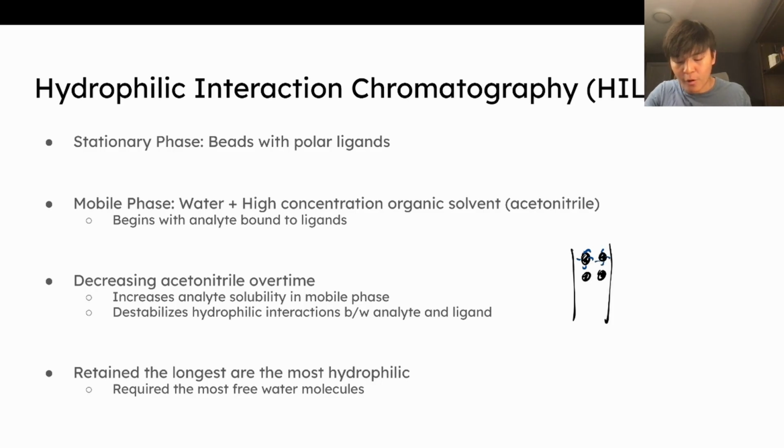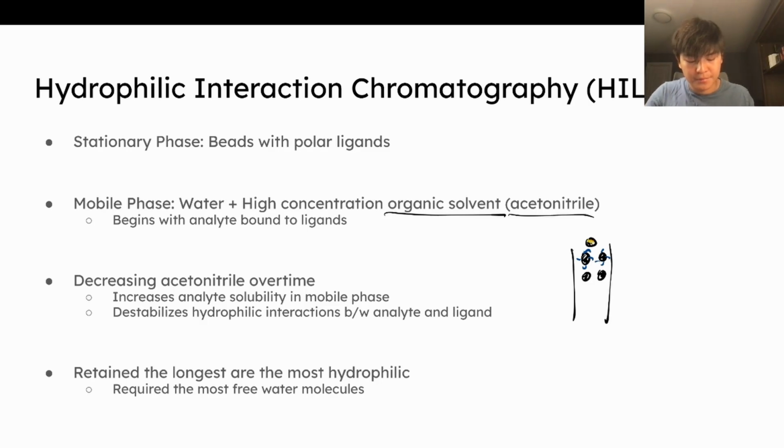And now, for our mobile phase, we have a little bit of water, but we have a very high concentration of an organic solvent. What we usually use is acetonitrile, at a very high concentration, up to like 95%. And so normally, we have our analytes bound to the ligands. Now this time it's reversed. Now it's the hydrophilic sides bound to the ligands, and the hydrophobic sides are just chilling.